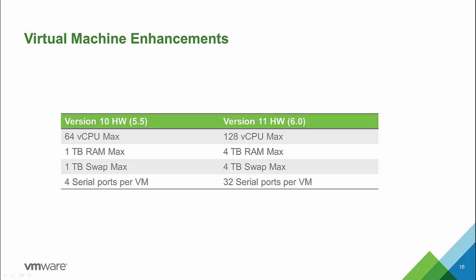In version 10 you could have 1 terabyte of RAM, and in version 11 you can have up to 4 terabytes of RAM. Accordingly, you can have 1 terabyte of swap memory on version 10, and you can have 4 terabytes of swap memory in version 11. Another big change is you could have only 4 serial ports per VM on version 10, while in version 11 hardware you can have up to 32 serial ports per VM.